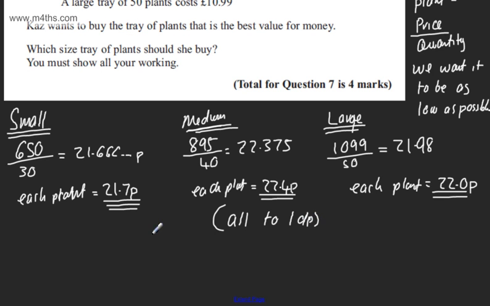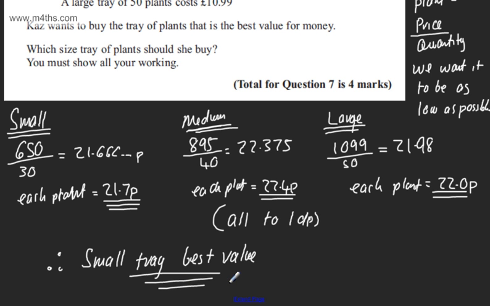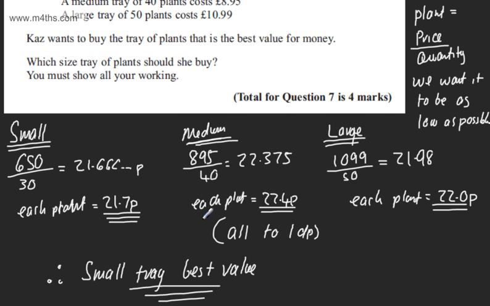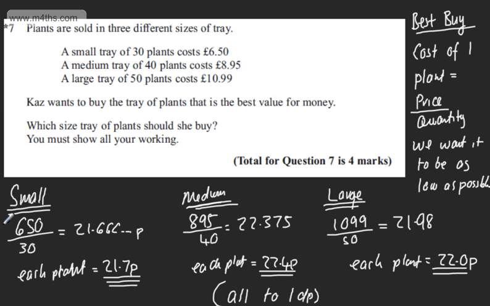Okay, therefore from this we can see that the cheapest is going to be the smallest. So therefore, the small tray is the best value, as each plant is only costing 21.7p to the nearest 0.1 of a p compared to the others. That's one way that you could do that question.